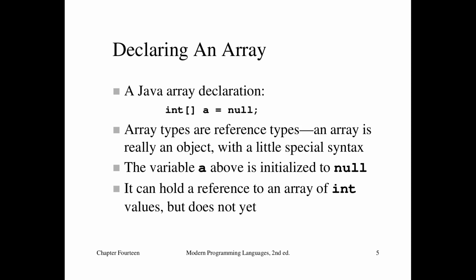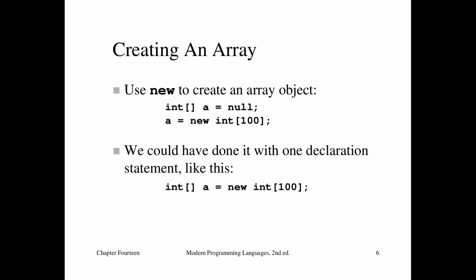And we have to understand first, of course, that an array is a type of object, right? And the variable that we have is actually a reference to that array in memory. And so we initialize our variable a to null, but we know that it can hold an array of int values, but currently has nothing in it.